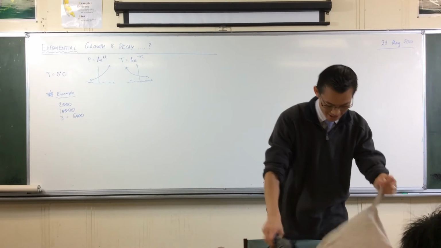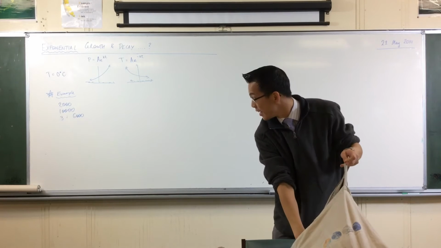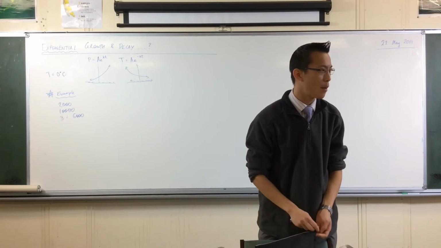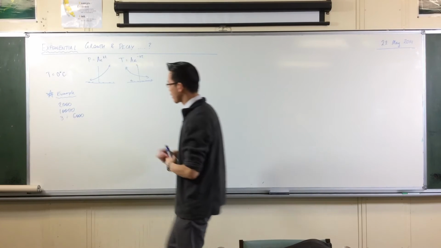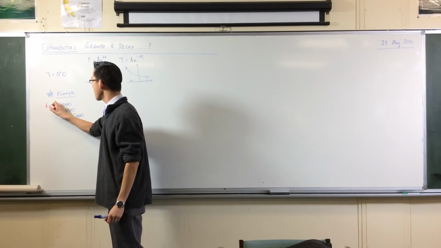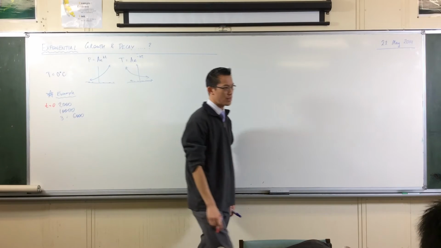Okay, so what do they mean? 2,000 is a starting population. I made it up from the size of the school. Okay, so there you go. When time is 0, you've got a population of 2,000. That's where you're going to go.